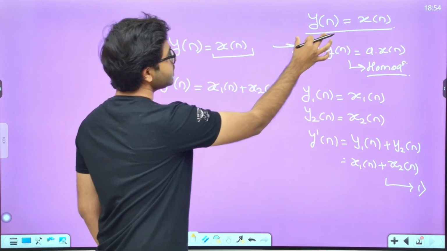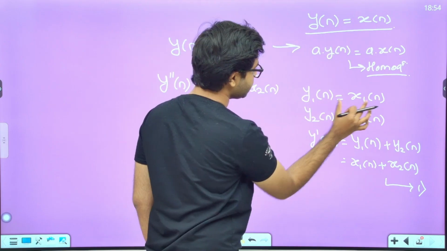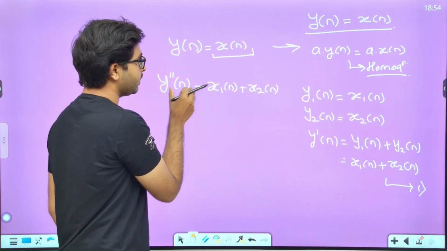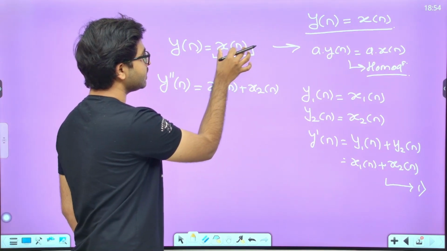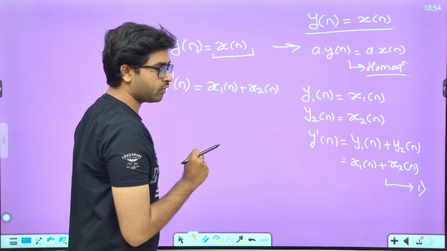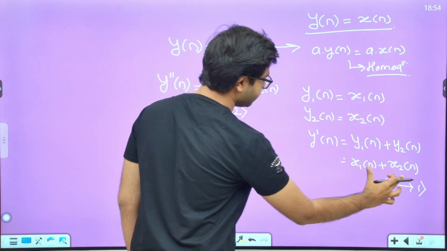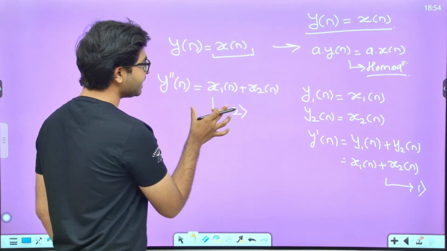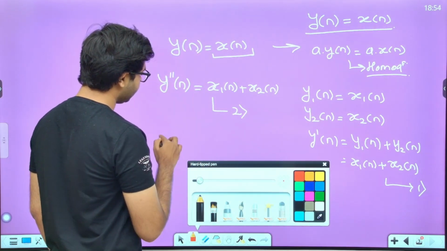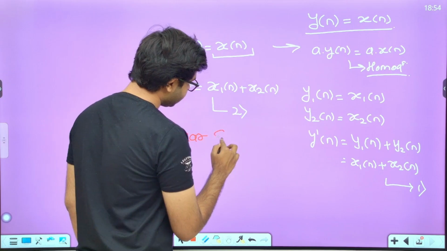First we split the y of n and x of n equation in this format, y1, x1, y2, x2, and did the addition. But here in y double dash of n, we simply added the signals. The x is written as x1 of n plus x2 of n. This will be numbered as 2, and as the first equation and the second equation look similar, this is a linear system.